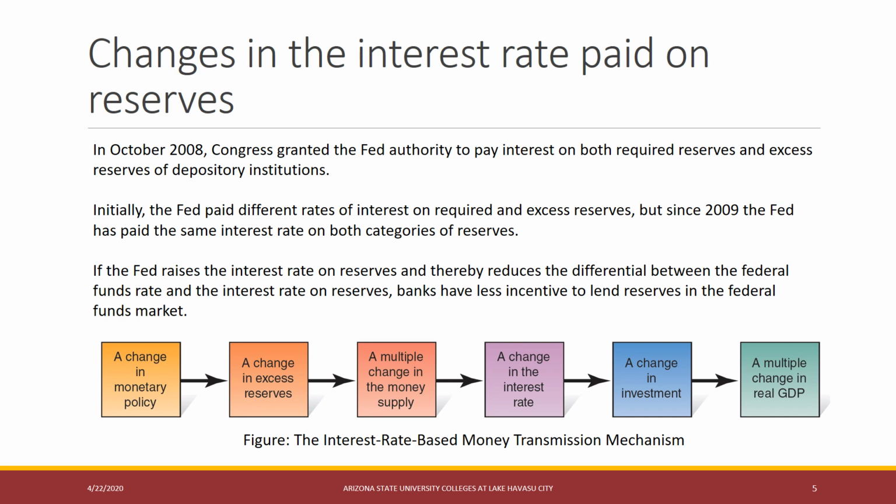So you can see here, a change in monetary policy leads to a change in excess reserves. A multiple change in the money supply leads to a change in the interest rate, a change in investment, and a multiple change in the real GDP.